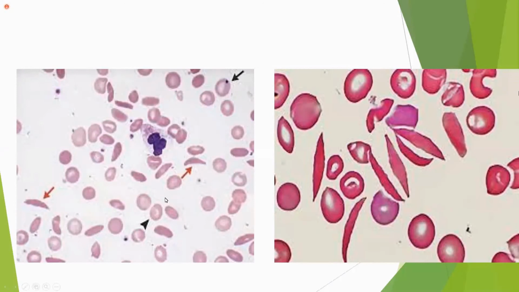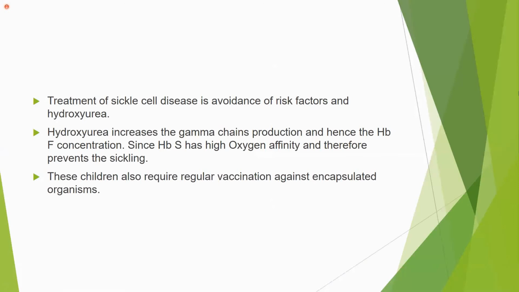Now this is the peripheral smear which is showing sickle shaped RBCs, which are the hallmark of sickle cell anemia or sickle cell disease. Now, the treatment of sickle cell disease is the avoidance of the risk factors and hydroxyurea. Now, what is the purpose of hydroxyurea?